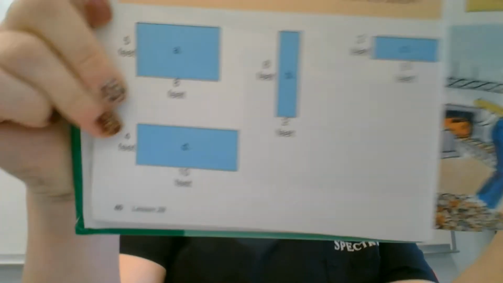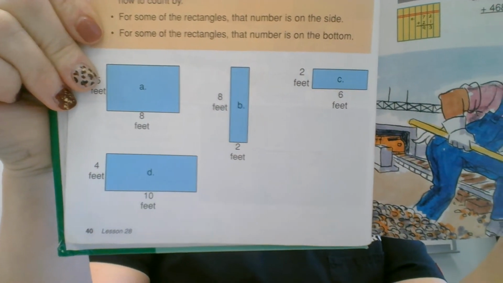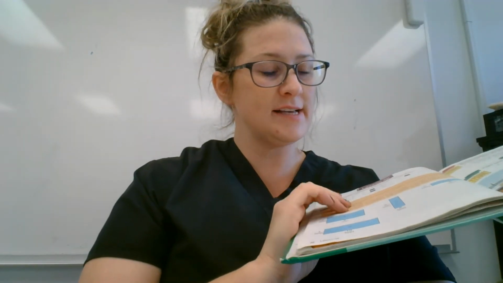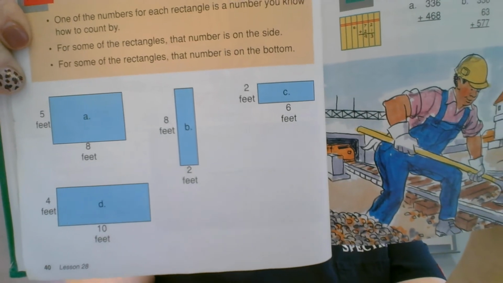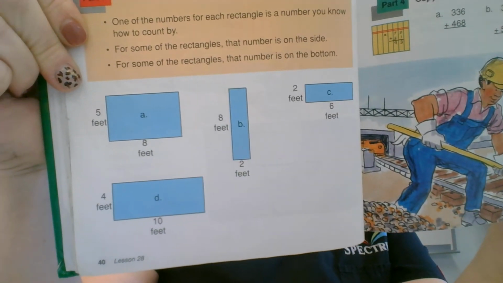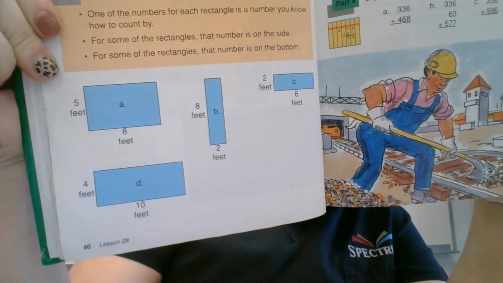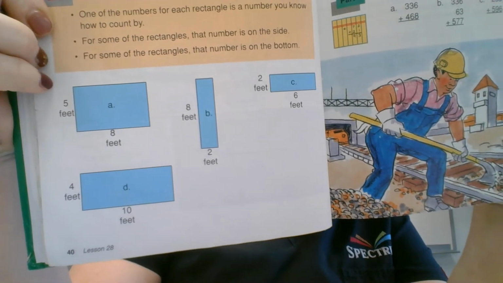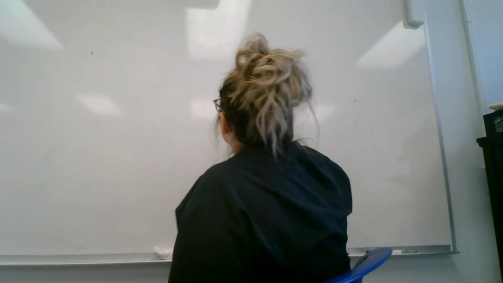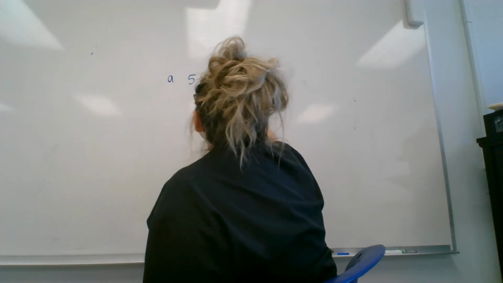Part 2 in your textbook. Don't worry about the directions here because they are just asking if you can count by these different types of numbers. So for A, we are going to write the number sentence for A. Remember, we're multiplying when we do these. Okay? So for A, we have 5 feet by 8 feet. So that means I'm going to multiply 5 by 8. So for A, 5 times 8 equals blank.